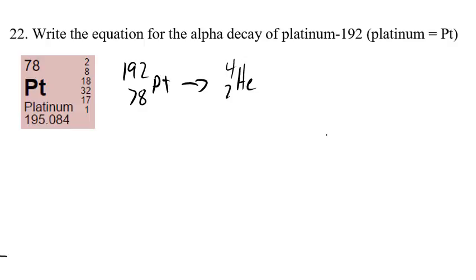An alpha particle looks a lot like a helium nucleus. In this case, we would lose a mass of 4. We would lose an atomic number of 2. And an element with an atomic number of 76 would be osmium.